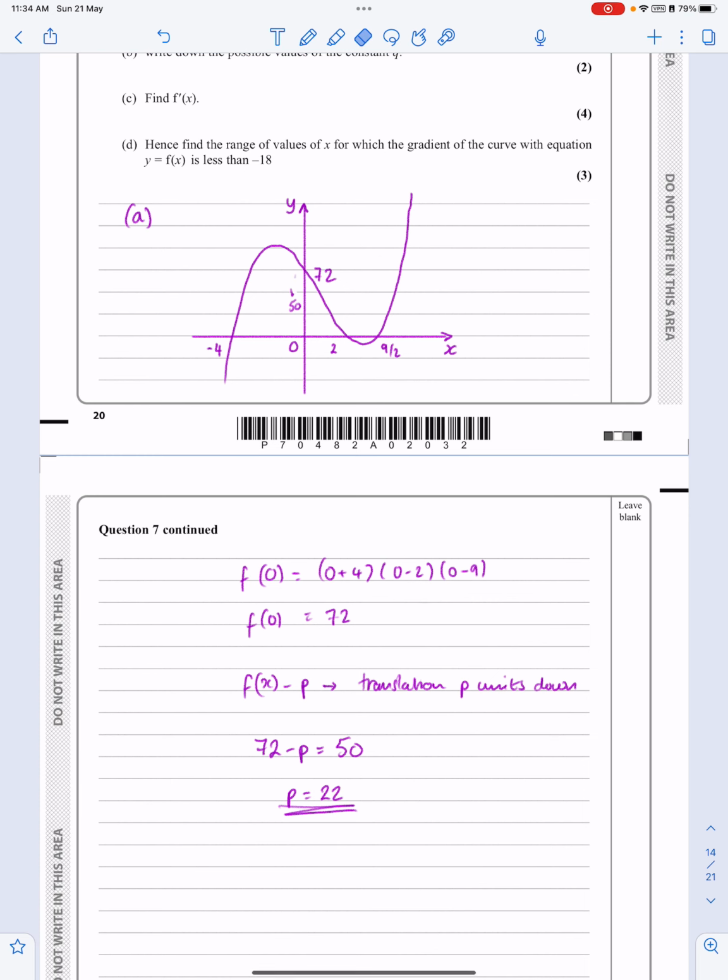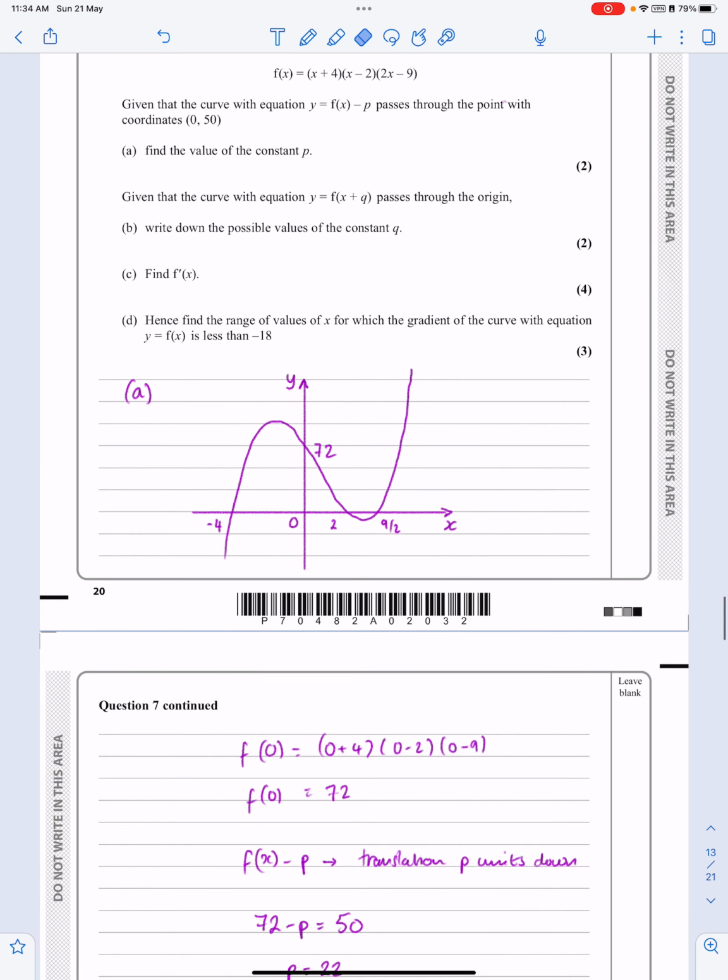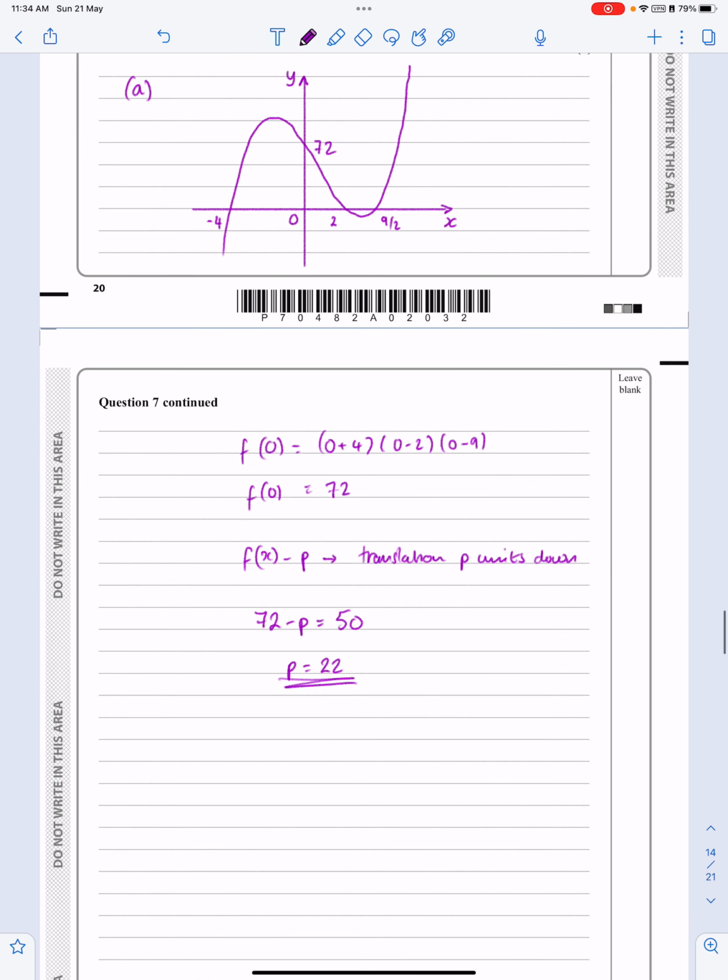Part B then, get rid of that for the time being. Part B says the curve with the equation f(x plus q). So again, if I've got my curve here, f(x plus q) will be a translation horizontally there. f(x plus q), with the q inside the function, is a translation of q units to the left, the opposite of what we would sometimes expect it to be.